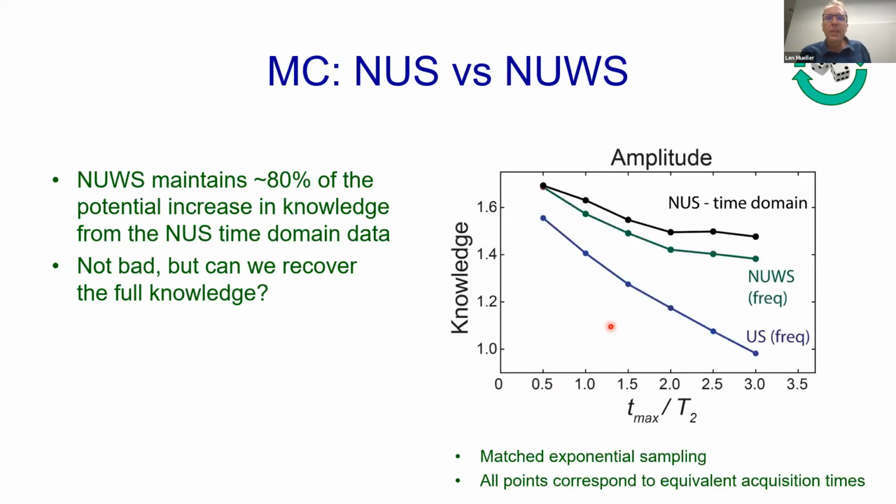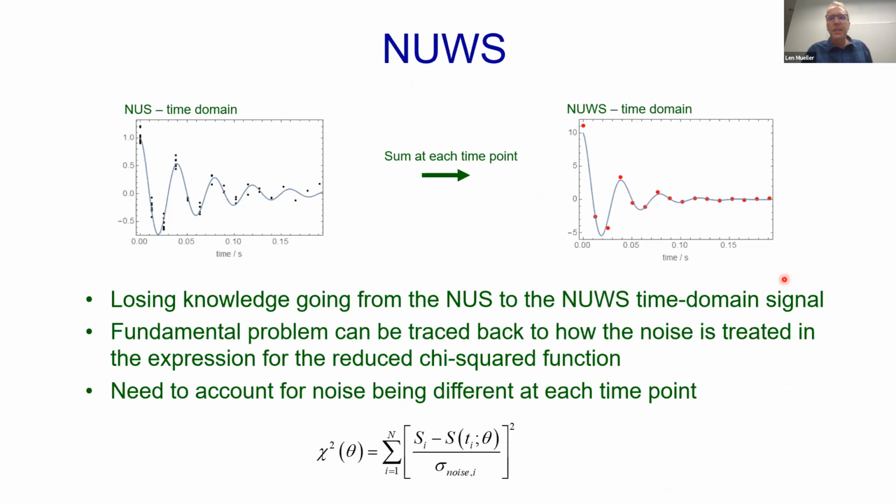And when we do that, what we find is that NUWS, shown here, maintains about 80% of the potential increase in knowledge from NUS in the time domain. And that's not bad, but can we recover the full knowledge? And the reason why the knowledge is lost can actually be traced back to what happens to the noise when we make the NUWS signal.